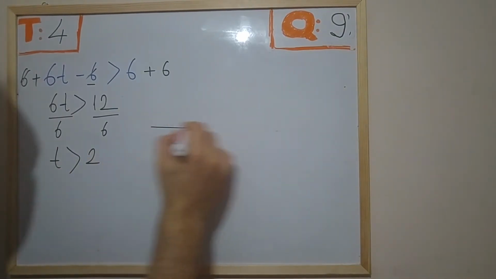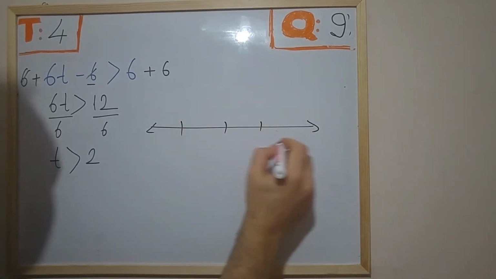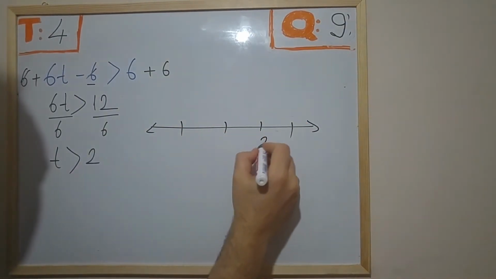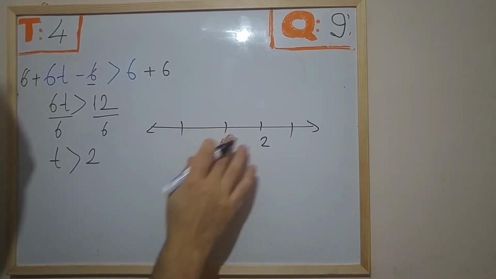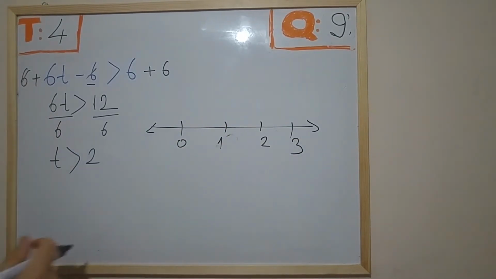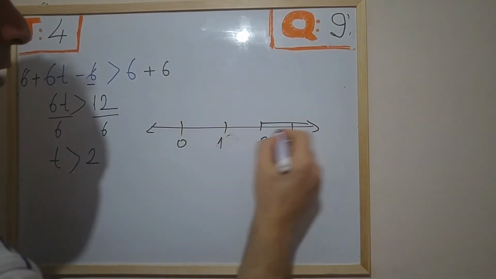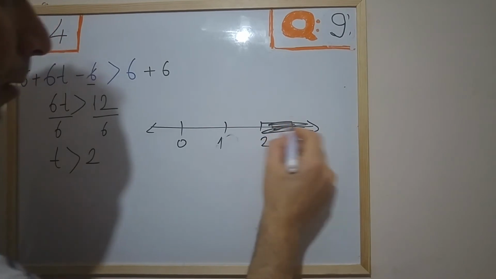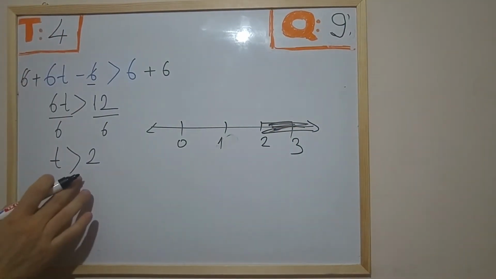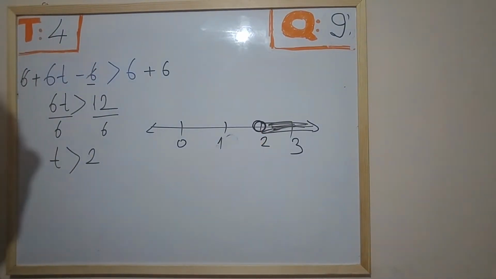Let's show it on the number line. Let's say 2 is here, 0 cannot be here, right? 1 and 3. What we have is t is greater than 2, so let's show it this way here. However, t is greater than 2 but not equal to 2, so this point here must be empty.